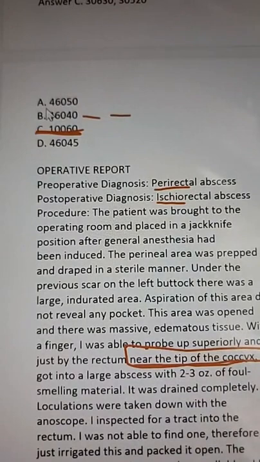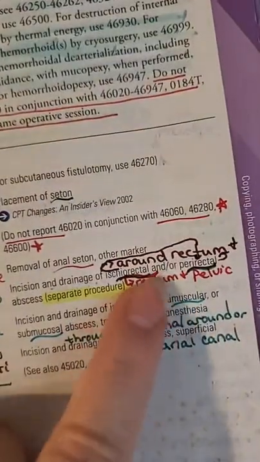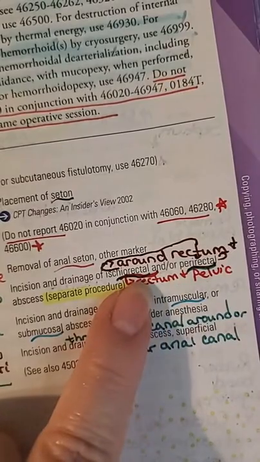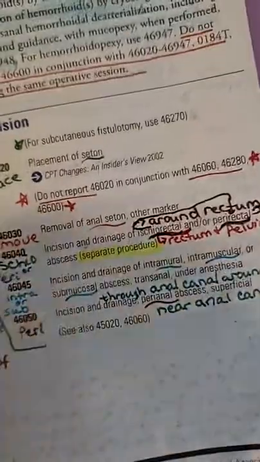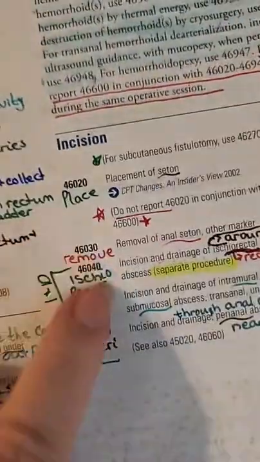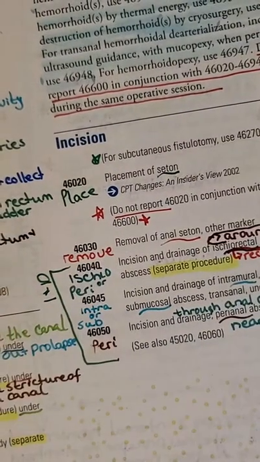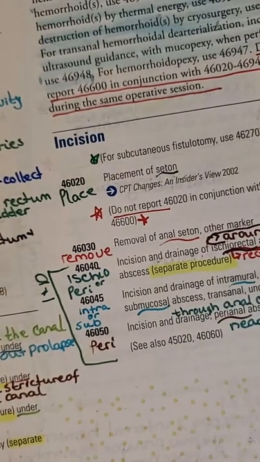But yes, I do agree with B. And all we had to do was match. And they were very kind. They didn't give us any AKA terms or anything. They just picked out those two words that are definitely in your CPT code descriptor that match up with the correct CPT code, which is super helpful for sure.